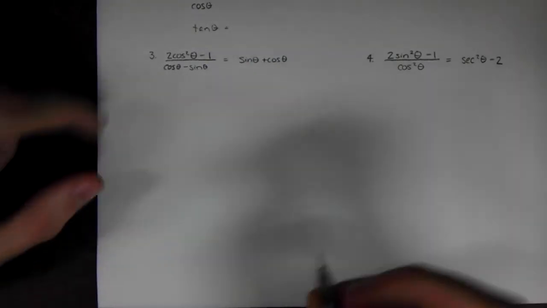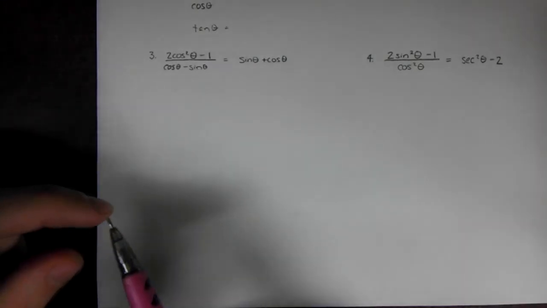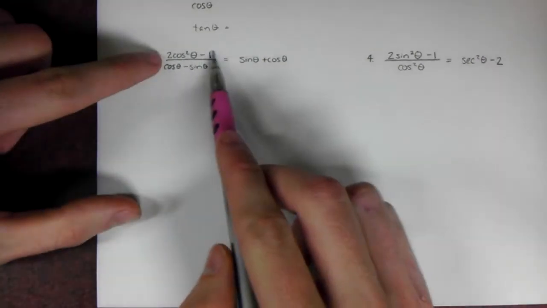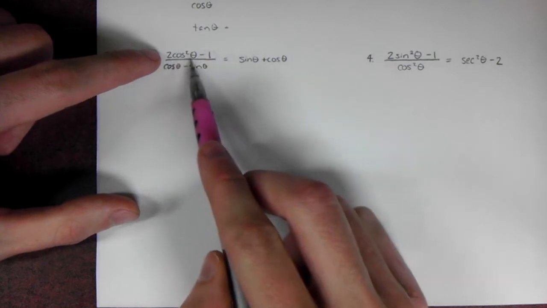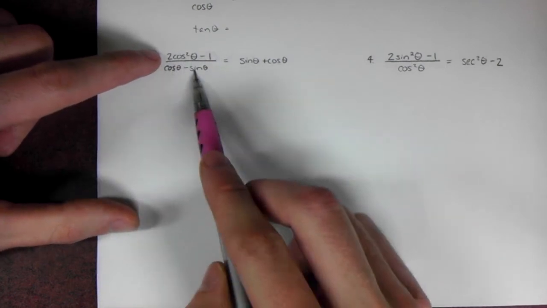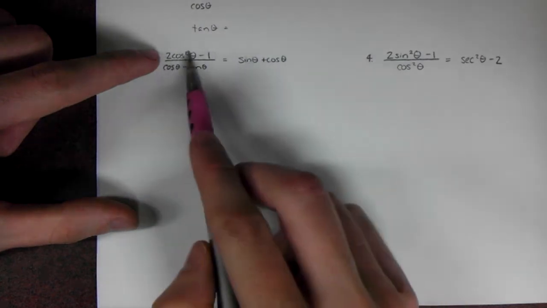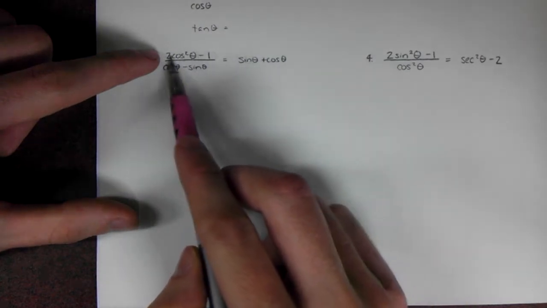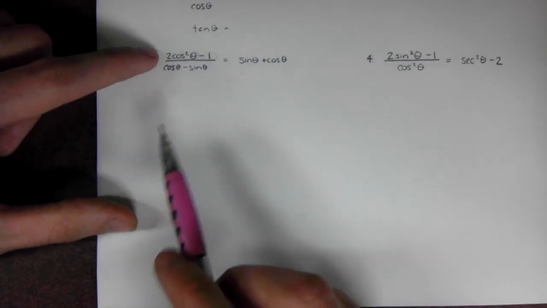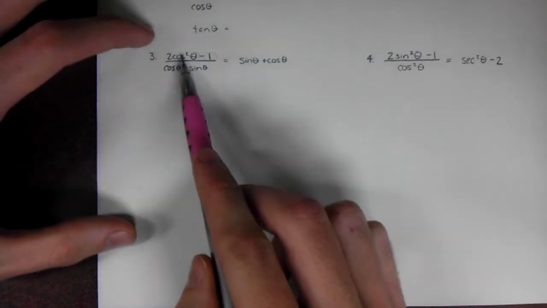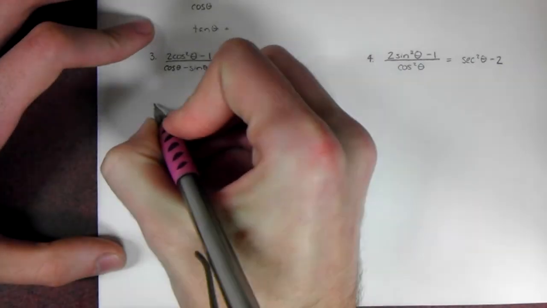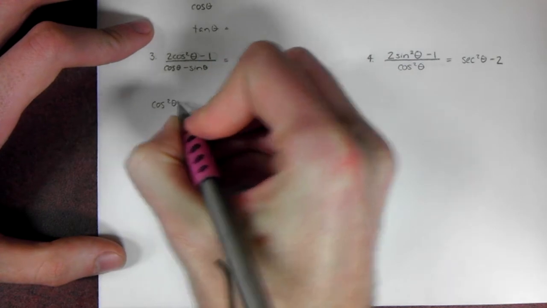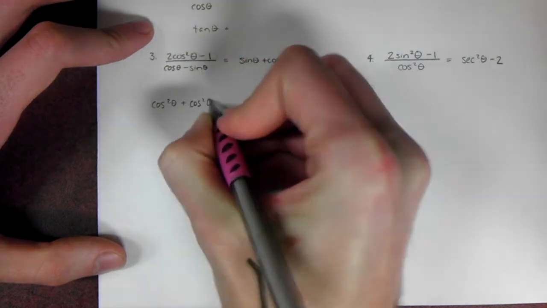Alright, in number 3 here, we're going to take a different strategy. Something that we know, looking at this problem, is on the top here we have 2 cosine squared minus 1. And on the bottom we have cosines and sines, and in the answer we have cosines and sines. So what I'm probably going to want to do here, I know some identities for cosine squared, and I'm probably going to want to start changing the top so that I can get a cosine and a sine. So on top, remember that 2 cosine squared will be the same thing as cosine squared plus cosine squared.